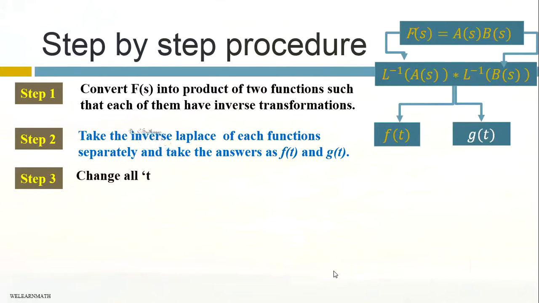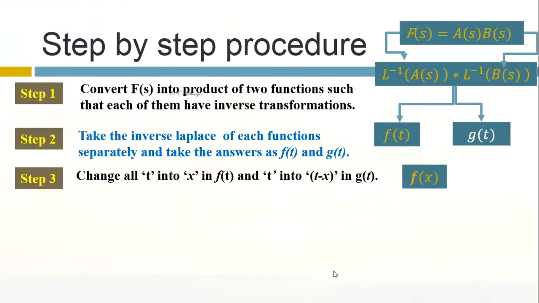Hereafter we are going to apply the convolution of functions. Literally the inverse transformation is completed. Now we have to complete it with the convolution theorem. First step is to convert the t into x in the first function, and in the second function convert the t into t minus x. Like this, t should be converted into x and in the second function t should be converted into t minus x. So this is the next step.